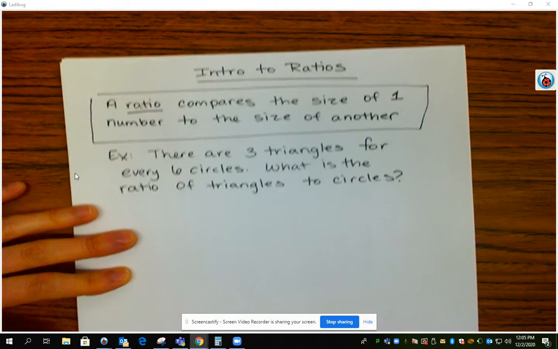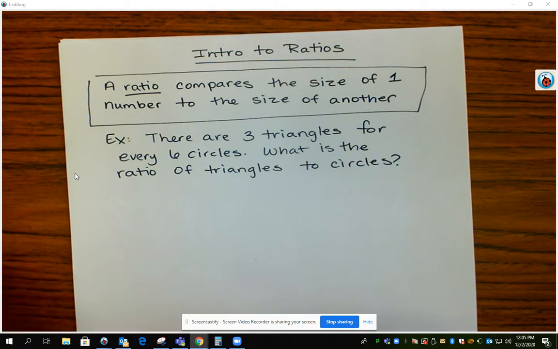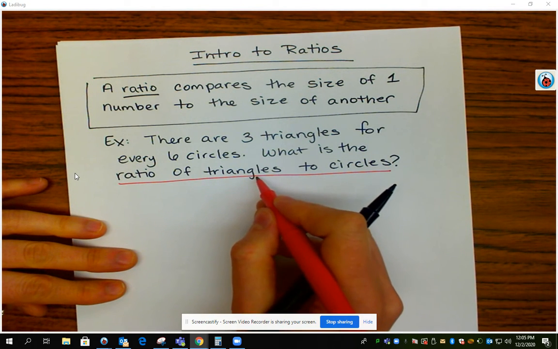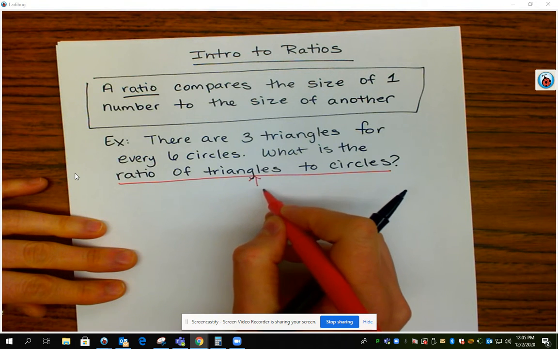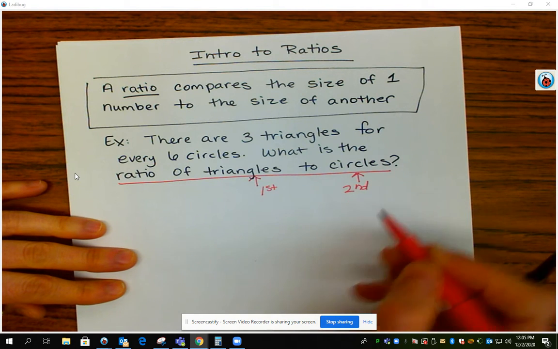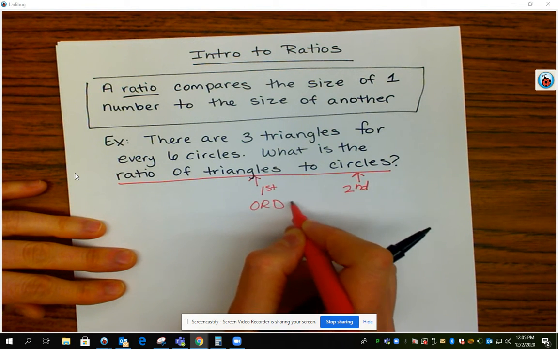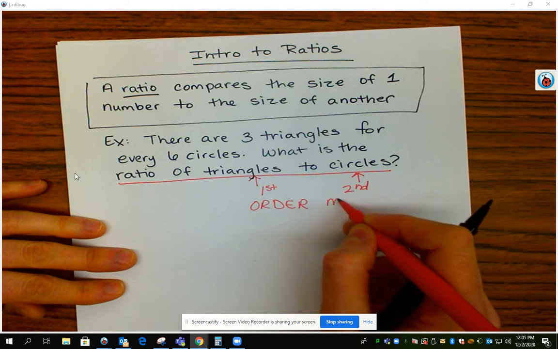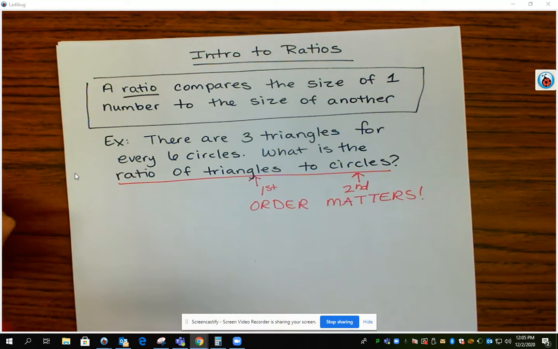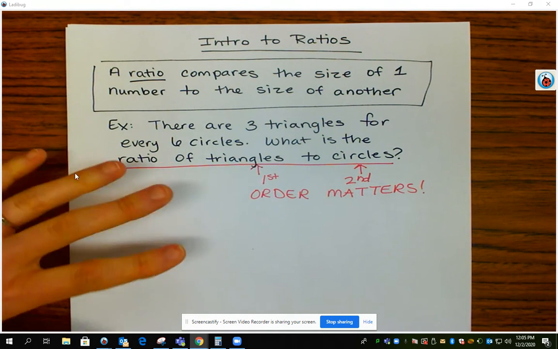So one key thing you want to keep in mind is that order matters when we're asking for that. So when it says ratio of triangles to circles, triangles needs to be listed first and circles needs to be listed second. So order matters. If they had asked us for the ratio of circles to triangles, then we would just flip the two numbers once we've got it.